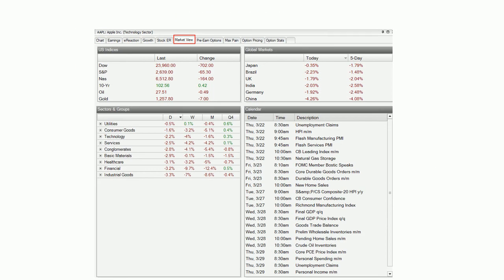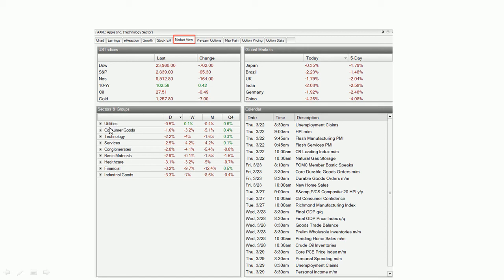Market view tells you what our market is doing, and it also tells you what other markets have done overseas. So here you can see that they are all based off of ETFs, so these are not live futures quotes, but rather the SPY, the DIA, the QQQ, USO, GLD, and you can see what each of these are doing throughout the course of the day. You can take a look and see all of the upcoming economic releases, and you can also take a look at group and sector strength.